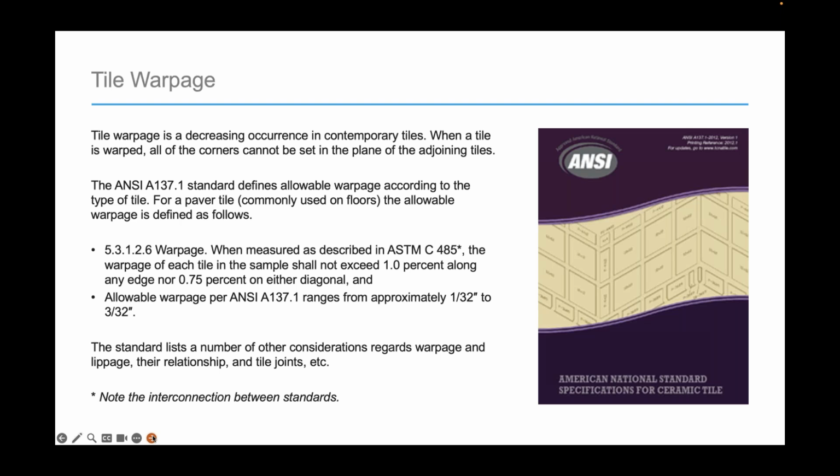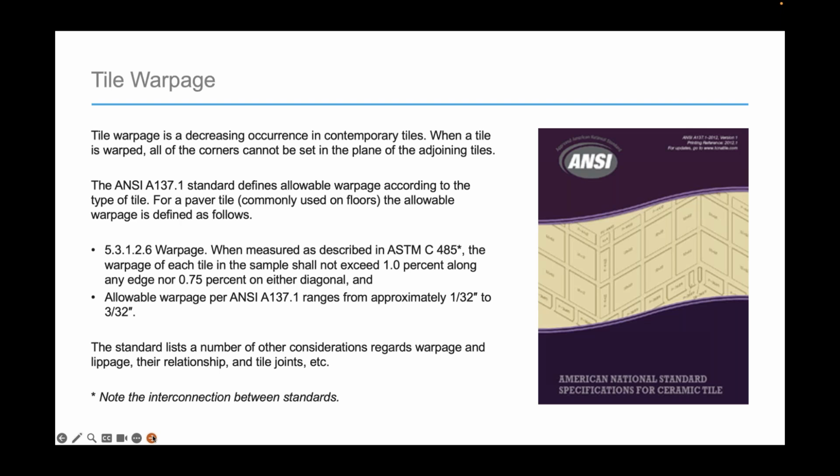Tile warpage is a decreasing occurrence in contemporary tiles. When a tile is warped, all the corners cannot be set in the plane of adjoining tiles. The ANSI A137.1 standard defines allowable warpage according to the type of tile. For a paver tile commonly used on floors, the allowable warpage is defined as follows.